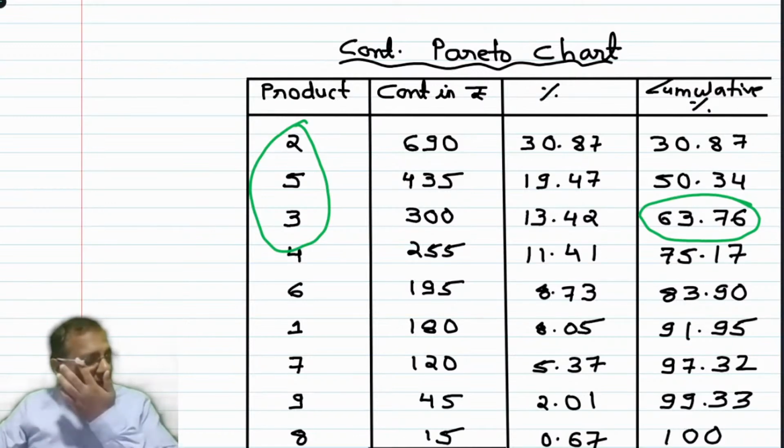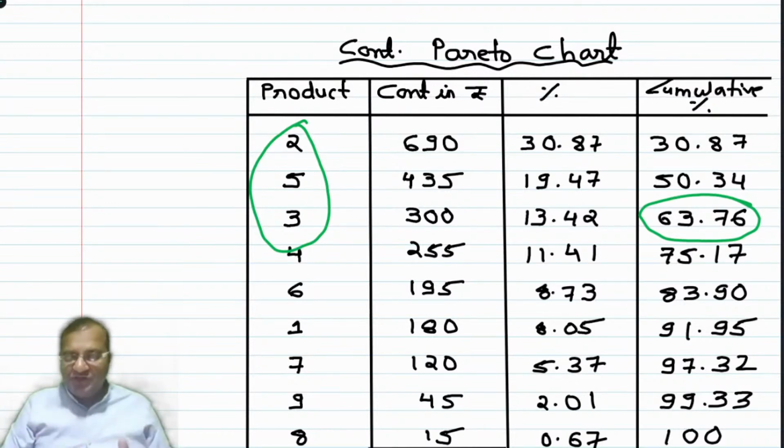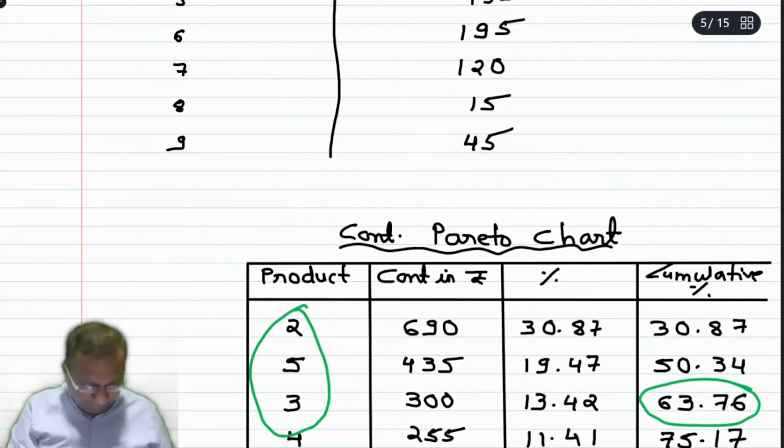ठीक है. Now can you tell me which are the common products that are appearing in vital few of sales and vital few of contribution also?